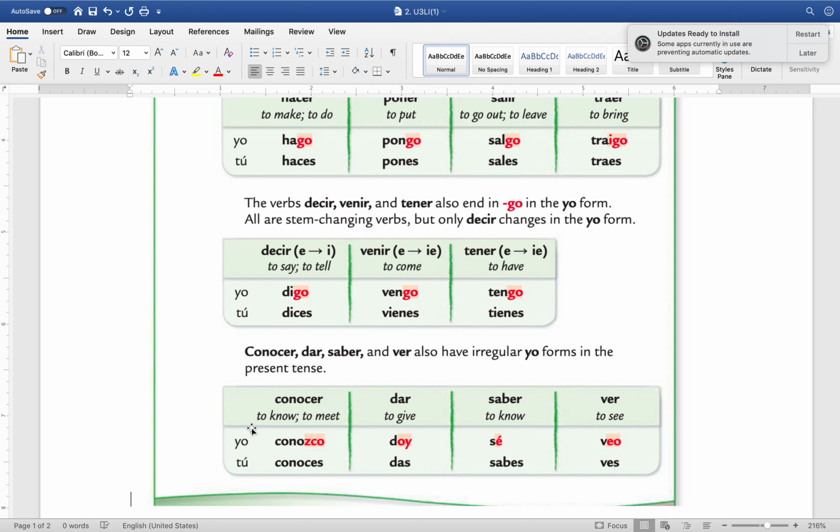So for the yo form, this is how you conjugate it. Conozco, you need to have a Z there. Doy, O-Y. Sé, you need to have an accent mark. And ver, veo, you need to have two vowels together.